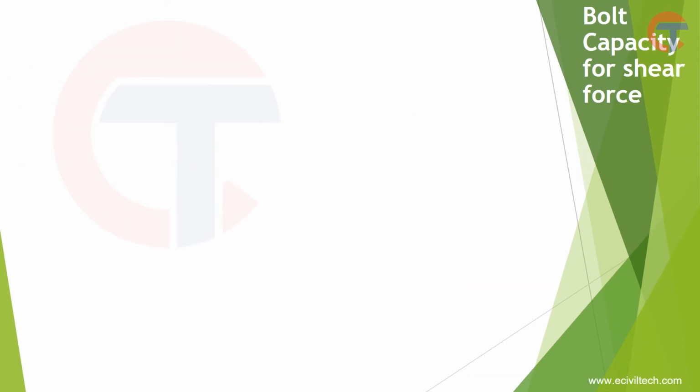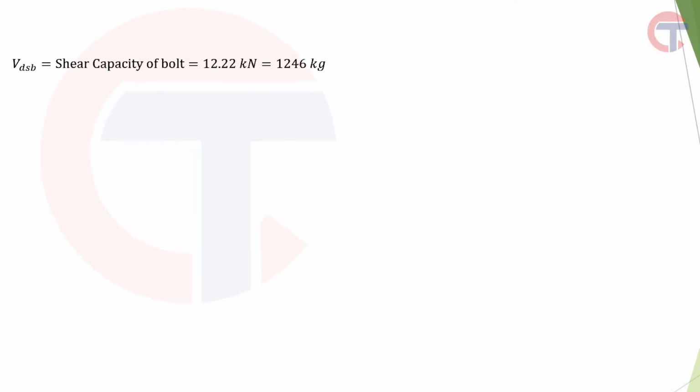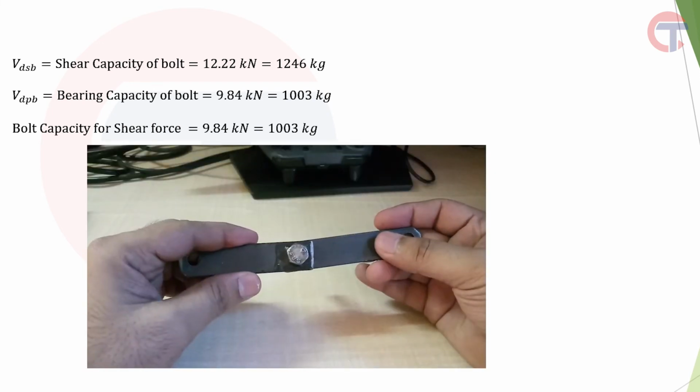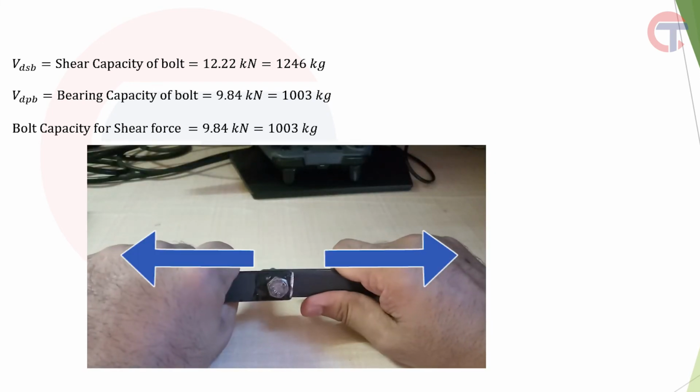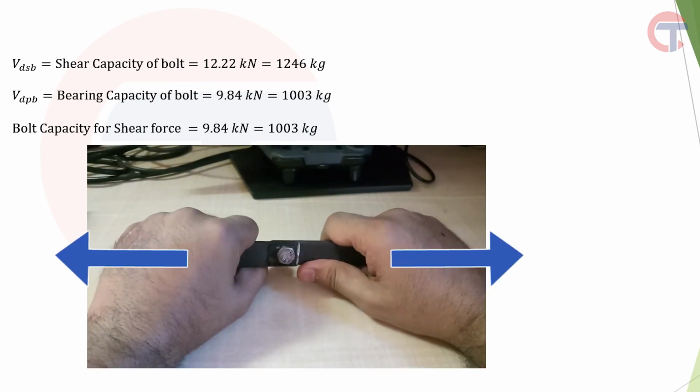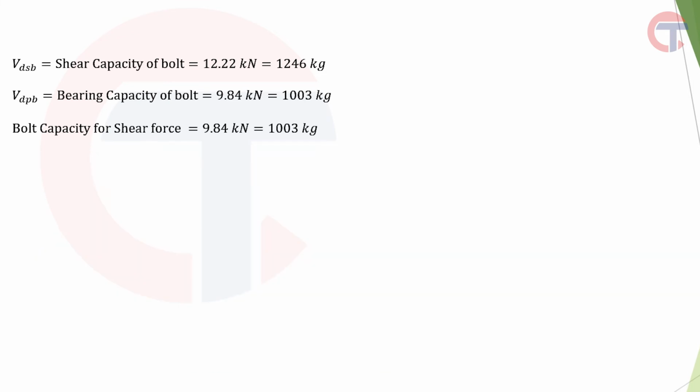So till now we have calculated both the values, shear capacity of the bolt and bearing capacity of the bolt. So what will be the capacity of the connection for shear force? It will be the minimum of both the values, that is 1003 kg. So what will happen if you pull it with a force more than 1003 kg? The moment we apply the force beyond 1003 kg, the plate will fail in bearing.